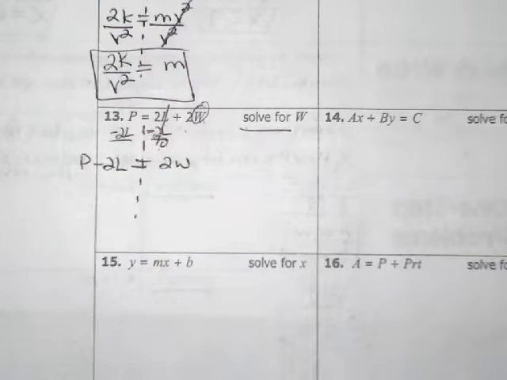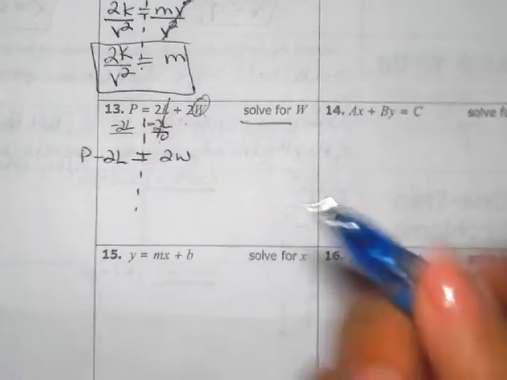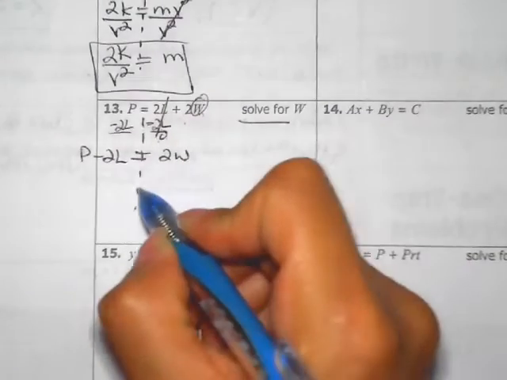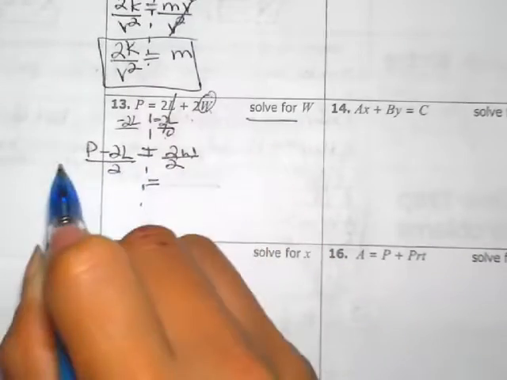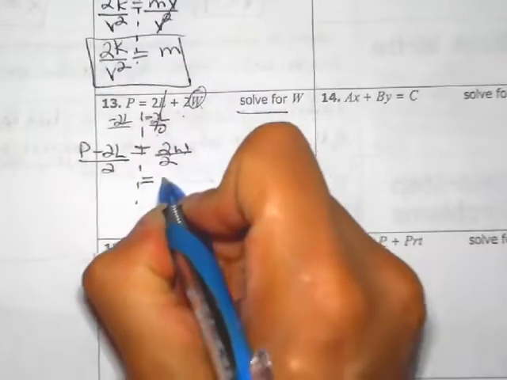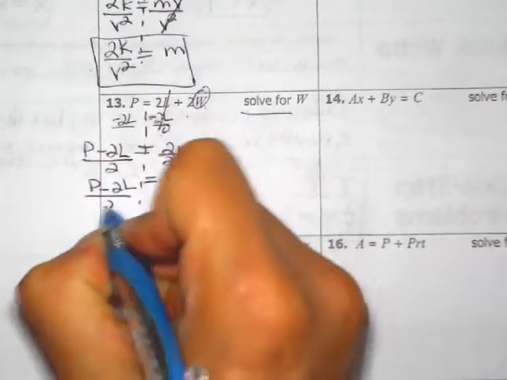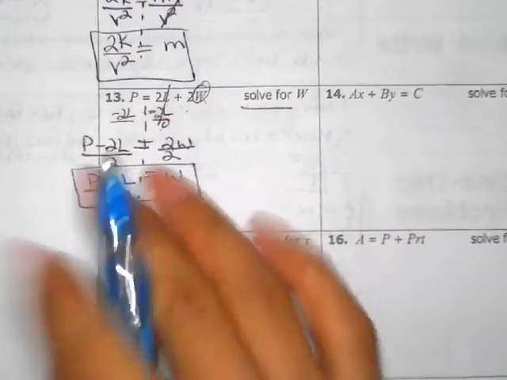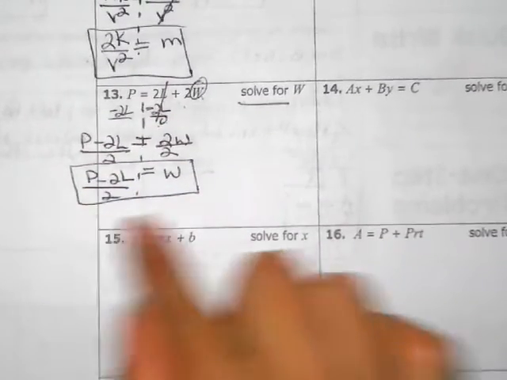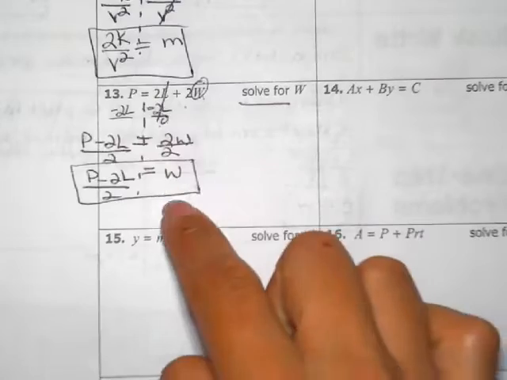Alright, almost done. Alan, what do we have to do next to get W by itself? Divide by 2. What I do to one side, do to the other, but everything needs to be divided by 2. So our answer is P minus 2L all over 2. This is the answer I want. This is how I want you to leave it in the homework.